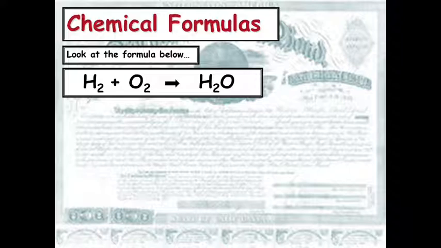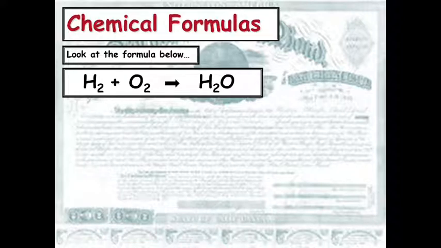So looking at this formula right here, we have hydrogen, we have oxygen, then that arrow means reacts to form, and then we have water. So anytime you are given a formula, first thing you need to do to figure out if it's balanced or not, if it obeys the law of conservation of mass, you have to count the number and types of atoms on each side.